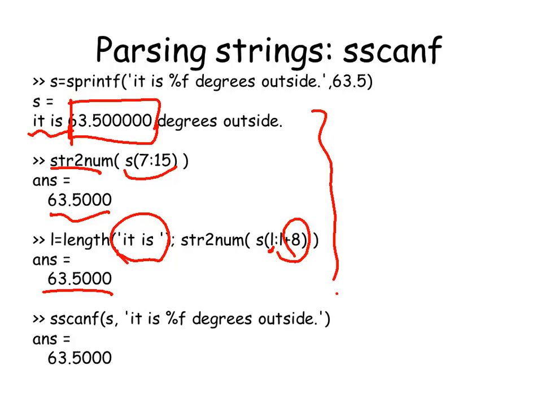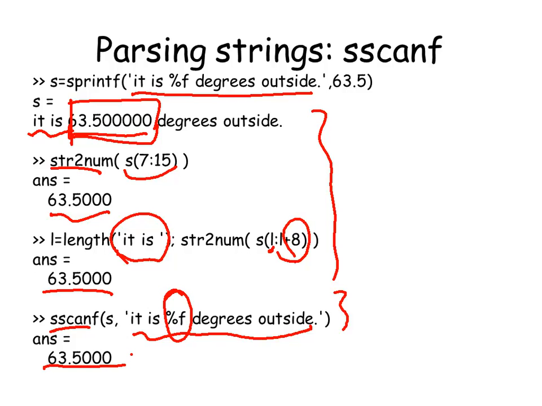The most appropriate one is to use the format string itself. Using this scanf function, you would use the same format string that you use to generate the string itself. So it's sort of the opposite of printf, and the %f will capture this number out. Okay? And you will get 63.5 as a result.